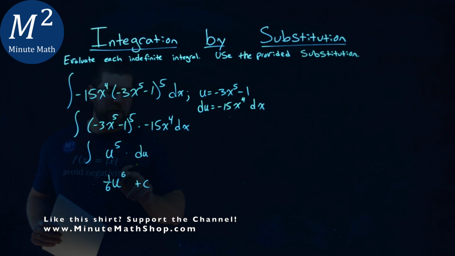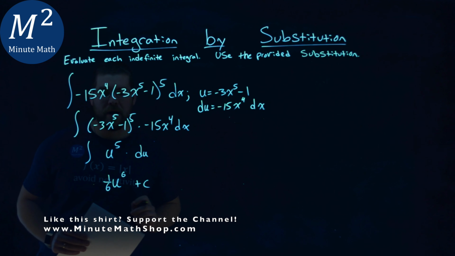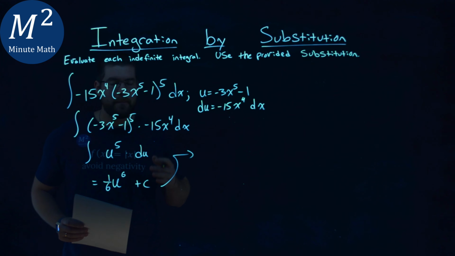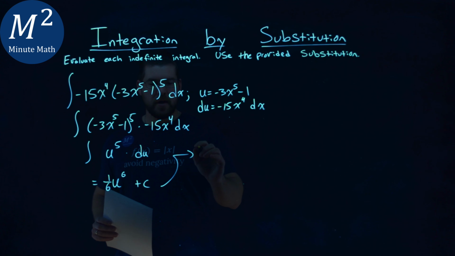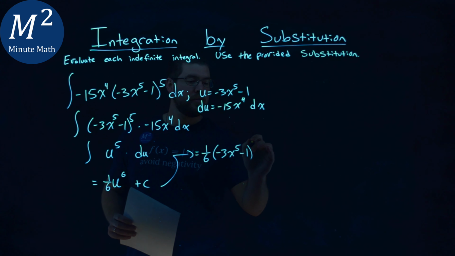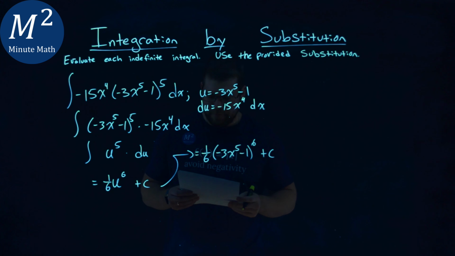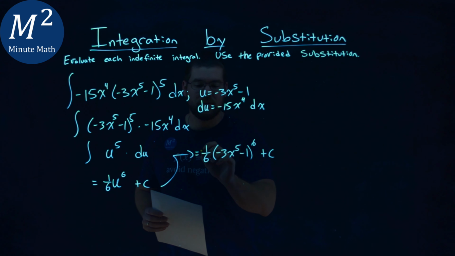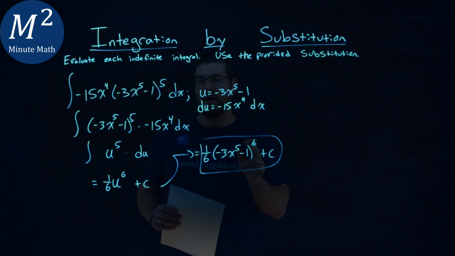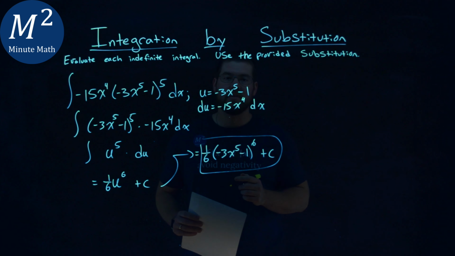Now notice this, if we take the derivative, 6 comes down, cancels out with the 1/6, and we're left with u to the fifth power. We're good. At this point, I want to plug back in my u value. So this is equal to my 1/6 times my u value, which was a negative 3x to the fifth power minus 1, all to the sixth power plus c. And that is it. My final answer here is just a 1/6 times a negative 3x to the fifth power minus 1 to the sixth power plus c.